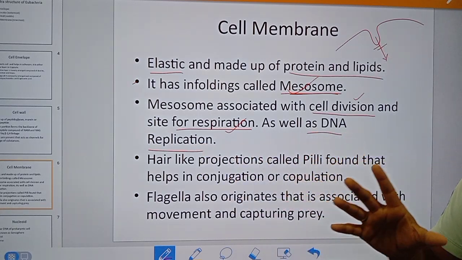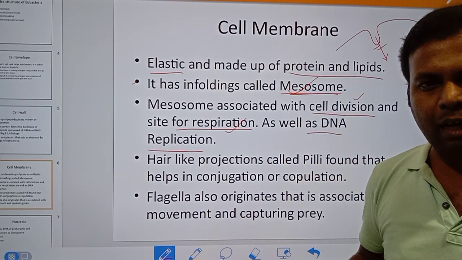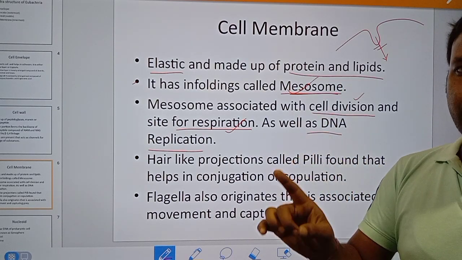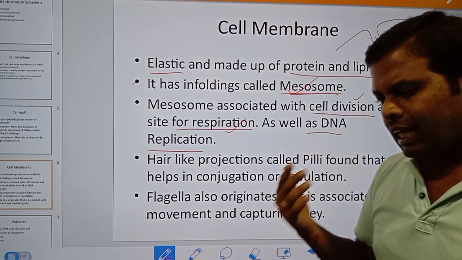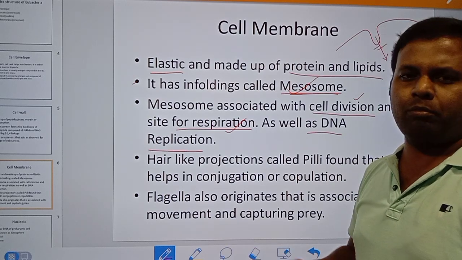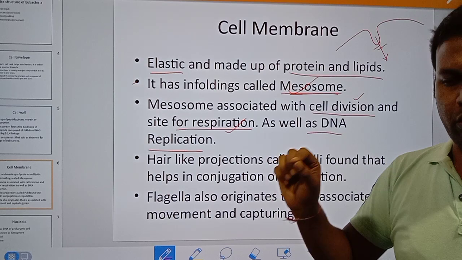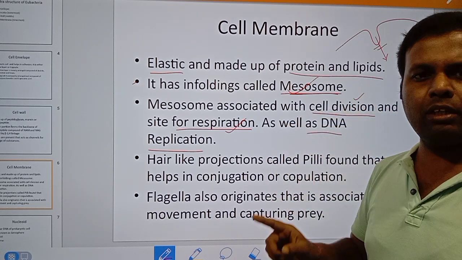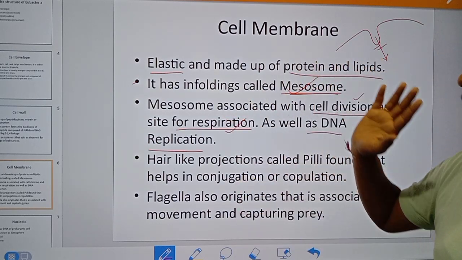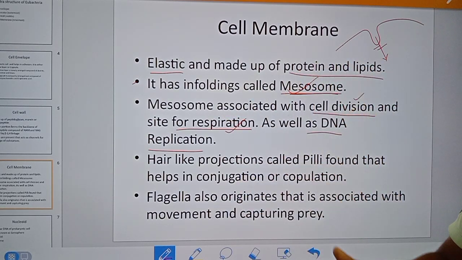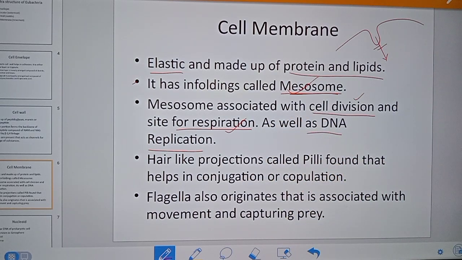So if you see the options, either you can write mesosome, or if mesosome is absent in the options, then there must be an option cell membrane, because this mesosome is part of the cell membrane. So if cell membrane is given, write cell membrane; if mesosome is given, write mesosome. If both are given, tick both. But if they are separate options, then mesosome will be the most prior answer over cell membrane. Mesosome is the most appropriate answer.